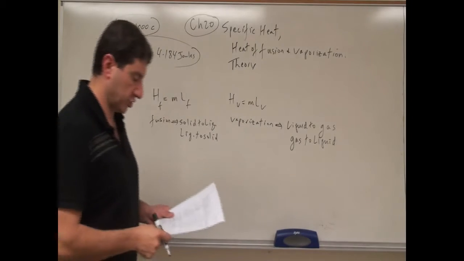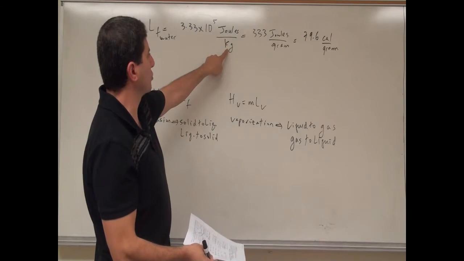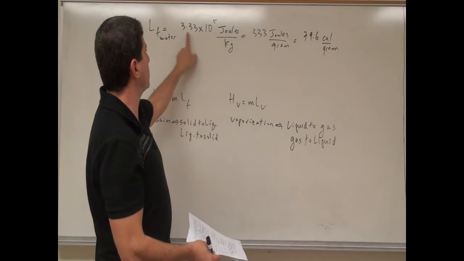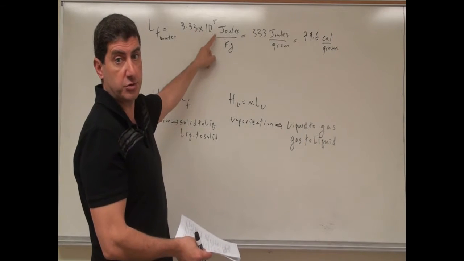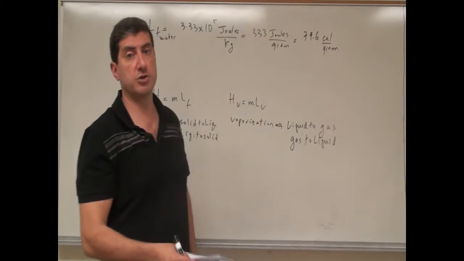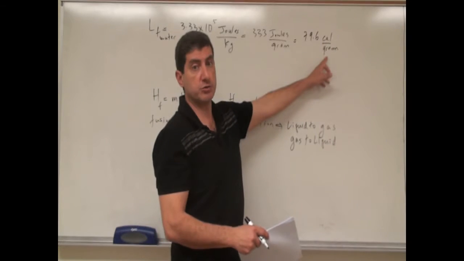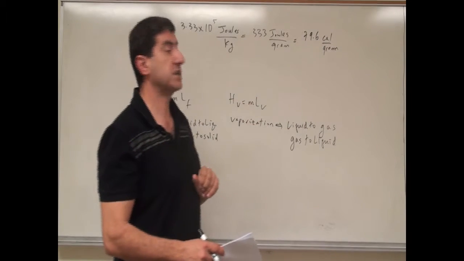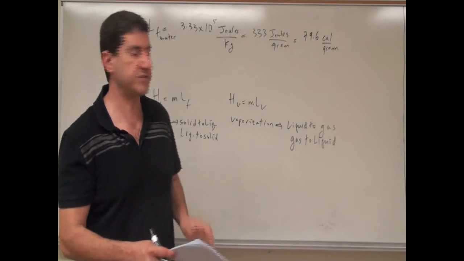Okay, that's vaporization. You can interpret this various ways. To melt 1 kilogram of ice, it would take 333,000 joules of heat, right? To melt 1 gram of ice, it would take 333 joules of heat, and to melt 1 gram of ice, it would take 79.6 calories of heat, right? So those are the various ways of saying it.